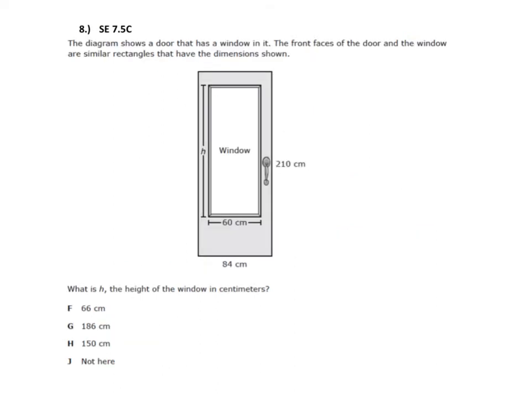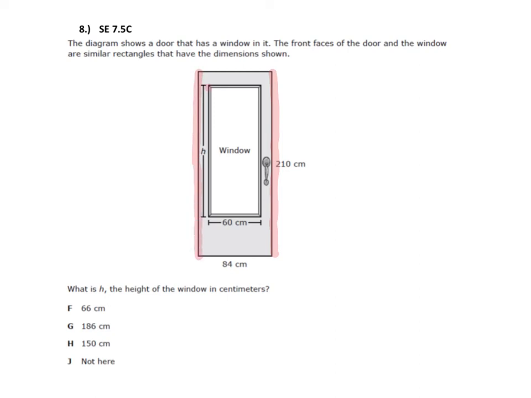Number 8 says the diagram shows a door that has a window in it. The front faces the door and the window are similar rectangles that have the dimensions shown. What is H, the height of the window in centimeters? So let's color code and match up our sides. So in a rectangle, this side right here that I color coded in red is the same as this side over here. They're the exact same measurement.